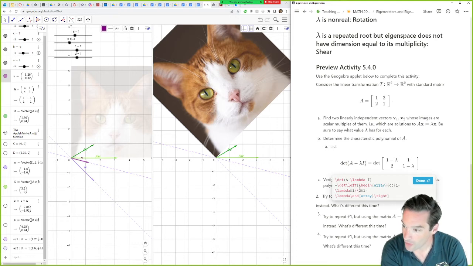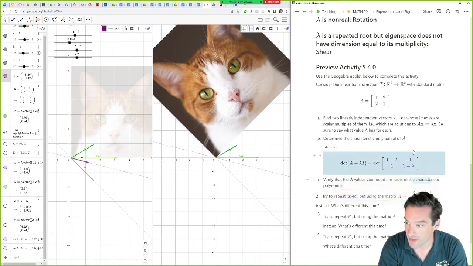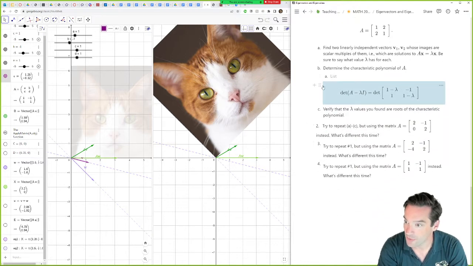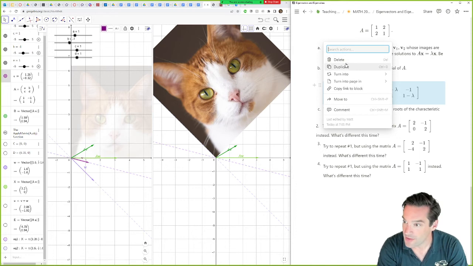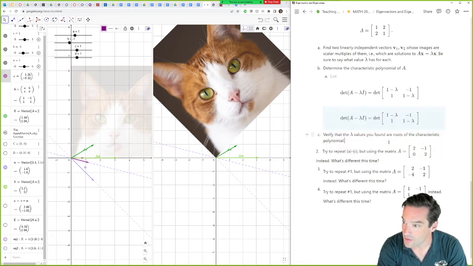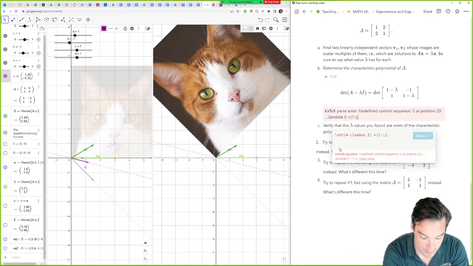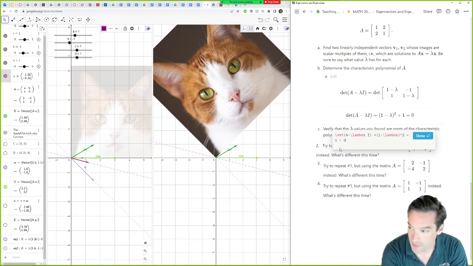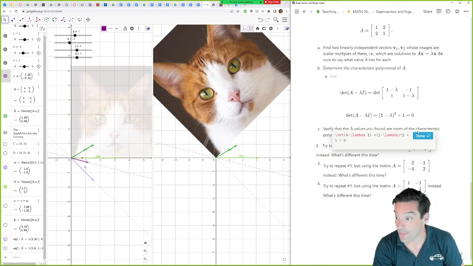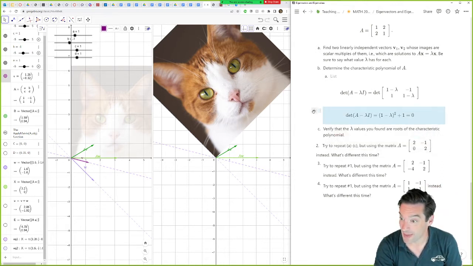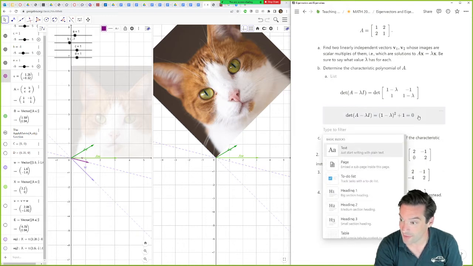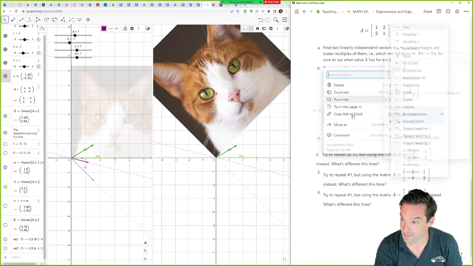So it's 1 minus lambda, -1, and then 1 and 1 minus lambda. So there would be the determinant of A minus lambda times the identity. If I take this determinant, what I'm going to get is (1 minus lambda) squared plus 1, right? If I multiply that out. And then we're going to set that equal to 0. Well, what happens when I try to solve that polynomial equation for lambda, given that I have that plus 1 over on the left-hand side?